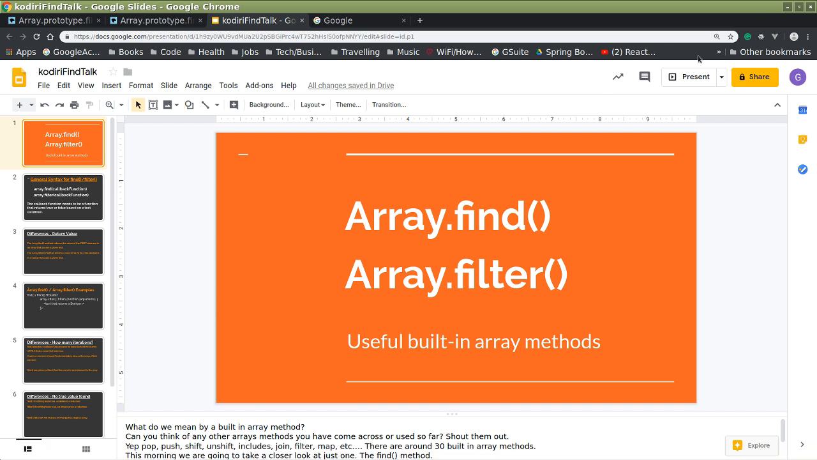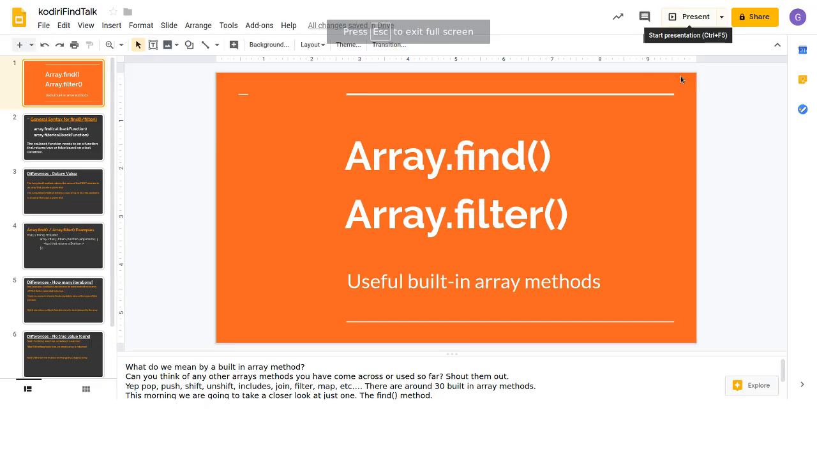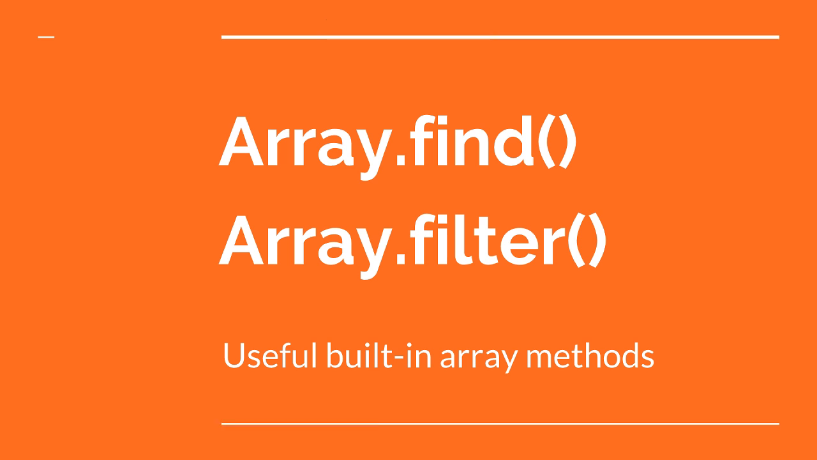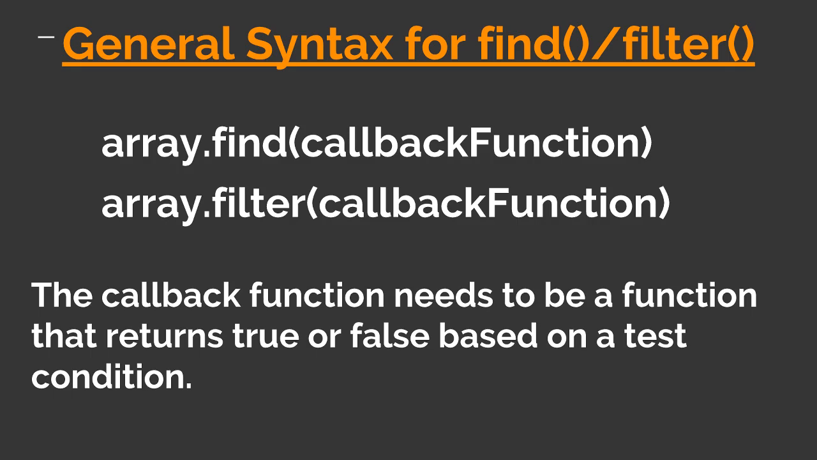Yep, so today we're talking about two array methods, two built-in helper functions in JavaScript that come in really, really useful. We're talking about array.filter and array.find. So, what do they do? What do they look like? So, that's the general syntax. Just calling find or filter on an array.